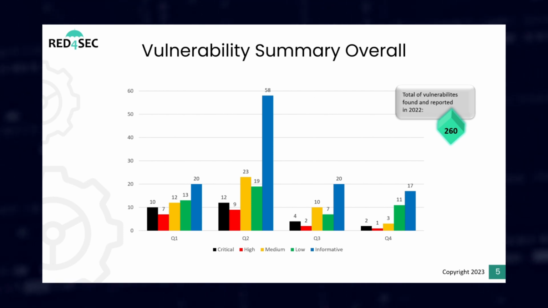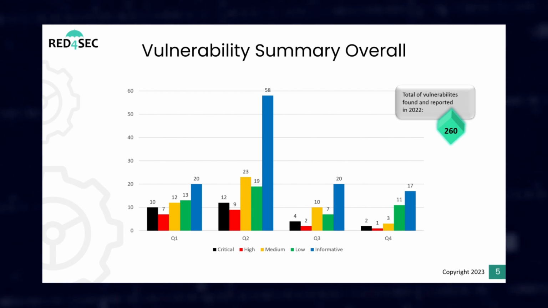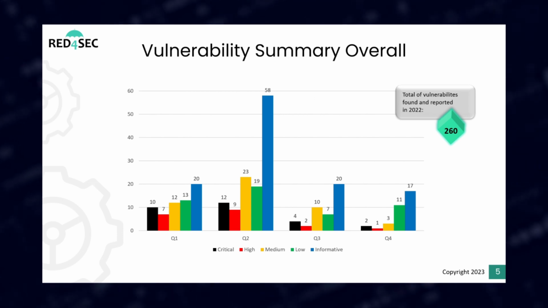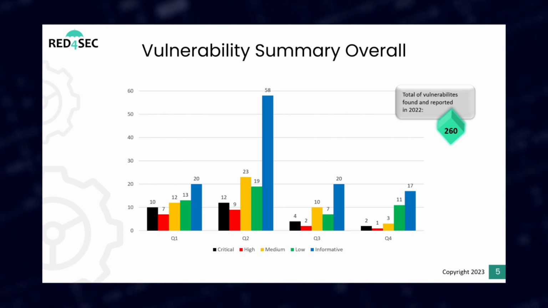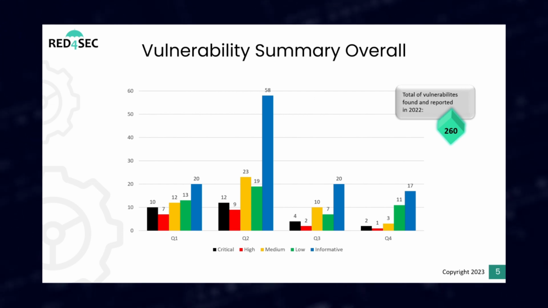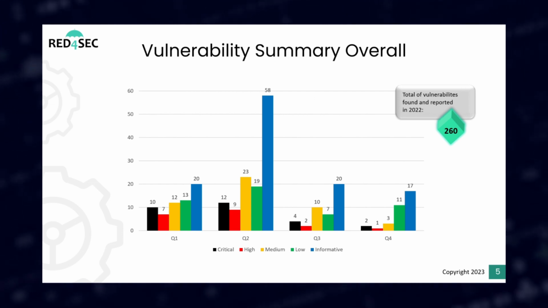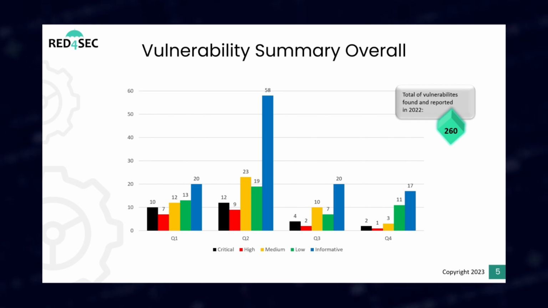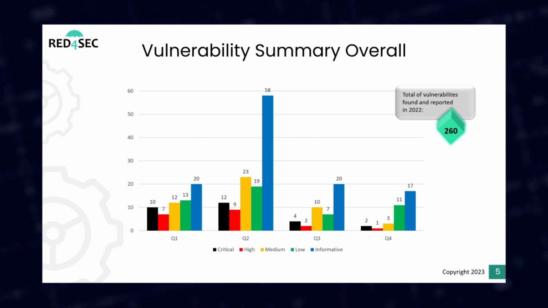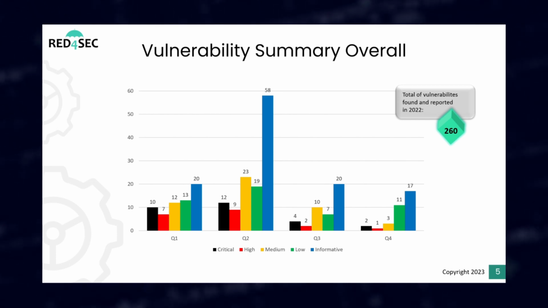Finally, you can see an overall summary of last year, in which we reported 28 critical vulnerabilities, 19 high, 48 medium, 50 low, 115 informative, for a total of 260 vulnerabilities found and reported.